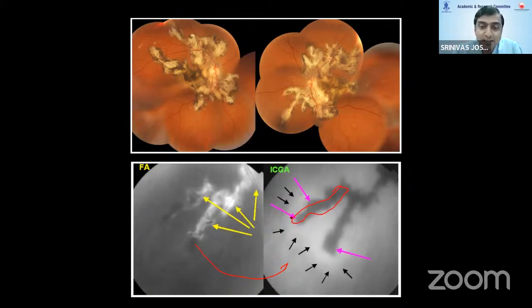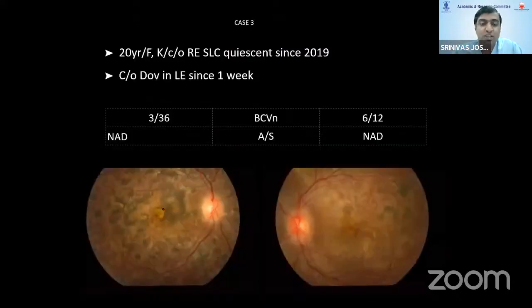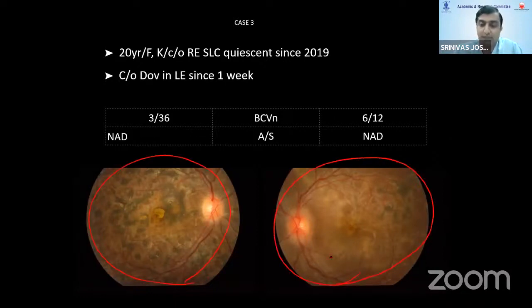And definitely you can see there is a kind of hypercyanescence surrounding this area, which shows that there is disease activity. So the delineation of these kinds of scars or the disease progression is much better with ICGA as compared to the fundus picture alone or FFA. So this was the last case. I just wanted to show the patient already presented with this picture, and this was the picture when they presented.